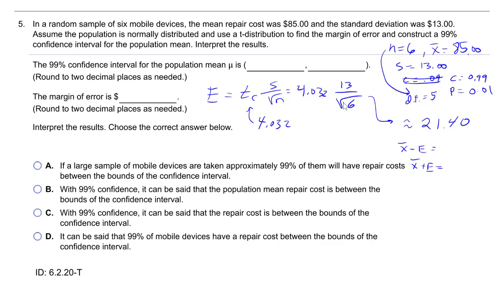All right, and so if I do, what is the x bar, 85 minus 21.40, what am I going to get there, 63.60. And if I add e to that, I'm going to get 85.00 plus 21.40, and I'm going to get 106.40.